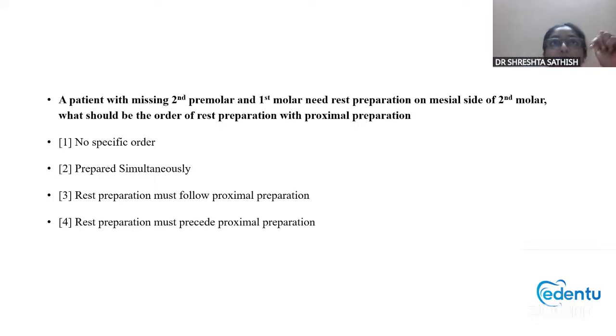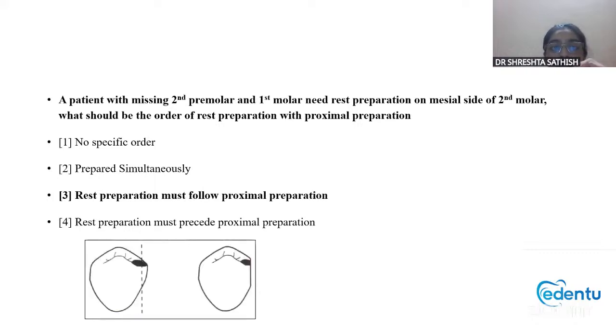Your proximal preparation is basically placement of your guide plane. Place the guide plane first, remove the undercut, and then you do the rest preparation. Okay. First, the proximal preparation is done, then the rest seat is prepared. So the distance of your rest and the depth of your rest will actually vary in that case.